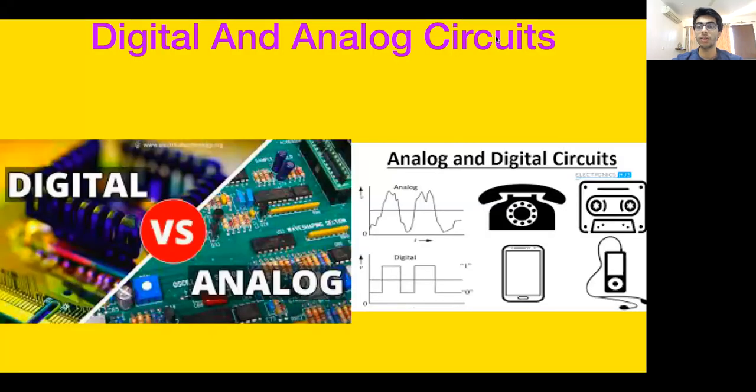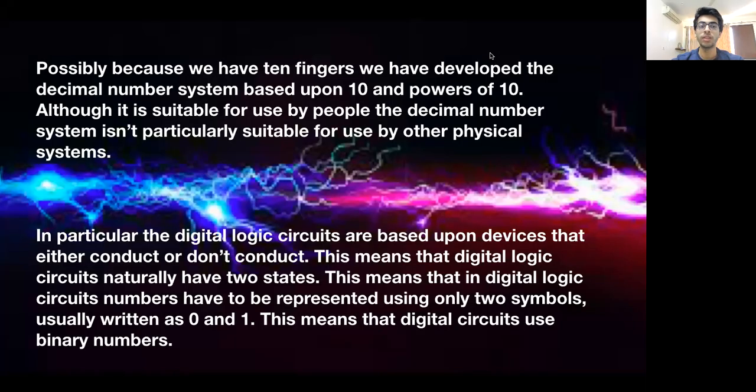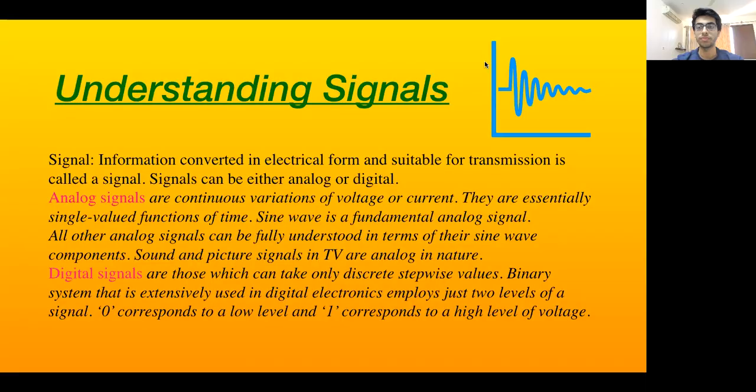So digital and analog circuits, these are terms that are commonly used. So let us see what they mean. Possibly because we have 10 fingers in our hand, we have developed a system of decimal numbers which is based upon 10 and powers of 10. But this is not very efficient for physical systems because physical systems work on two states, conducting and non-conducting. So they have to be represented in the form of two symbols, usually written as 0 and 1. So that means that the digital circuits, they work on binary numbers.